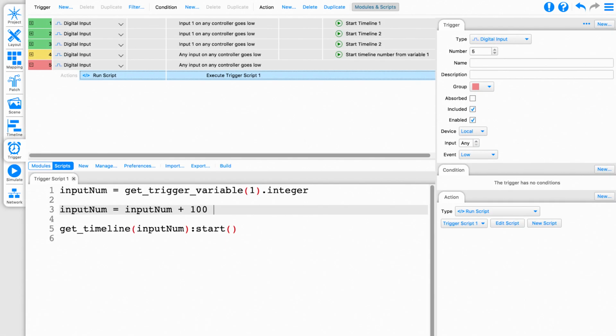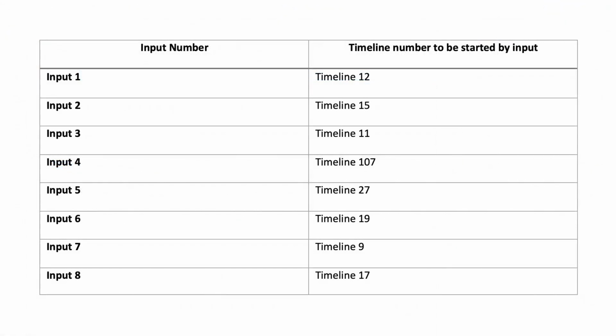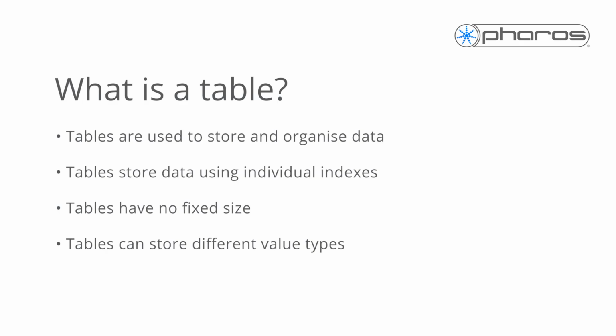In the previous example, we had inputs 1 to 8 starting timelines 101 to 108. Now let's assume we don't want to start a consecutive list of timelines, but instead a different timeline for each input. As you can see from the image on the screen, there just isn't a simple formula or any maths that we can do to make this work. Instead, we need a way of storing a timeline number for each input that can be recalled whenever a trigger is fired. To do this, we're going to introduce a special variable type called a table.